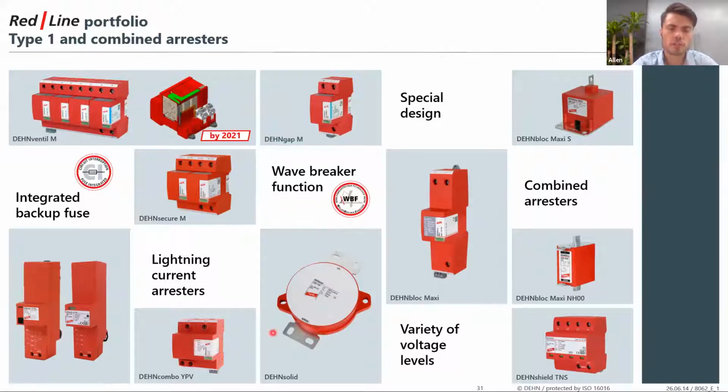We also have the type 1 surge protection device, which is our DEHNsolid, which is installed specifically for your wind industry or wind turbines, as well as our integrated surge protection devices, which have integrated backup fuses. We also have type 1 and type 2 combined surge protection devices for your DC applications, for instance, your PV industries.